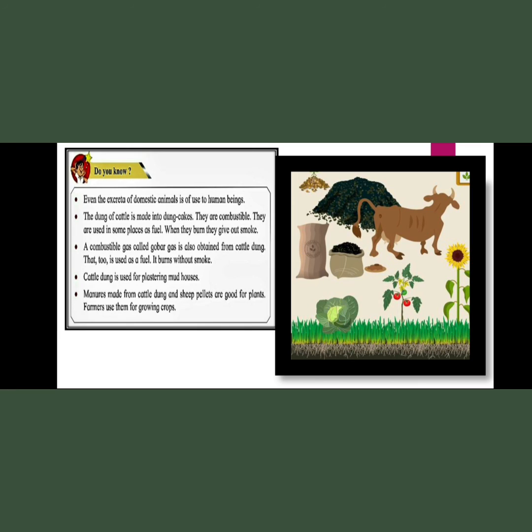It burns without smoke. Cattle dung is used for plastering mud houses. Manures made from cattle dung and sheep pellets are good for plants. Farmers use them for growing crops.